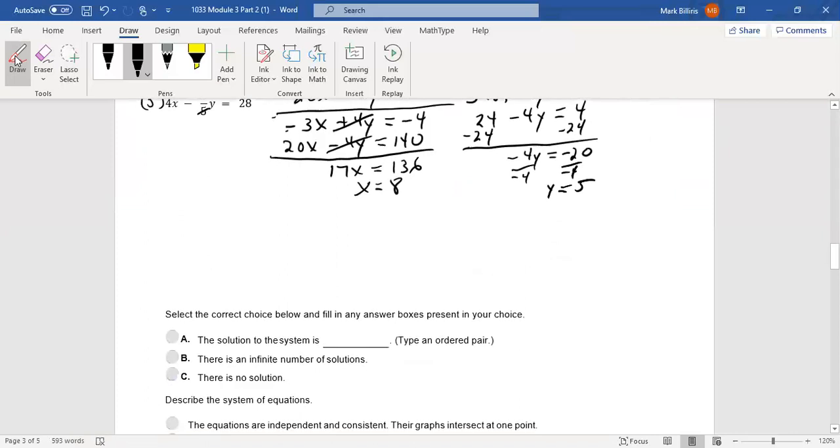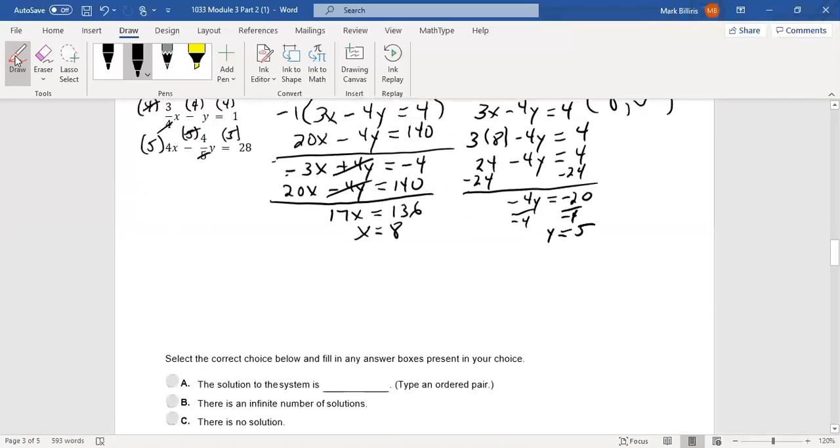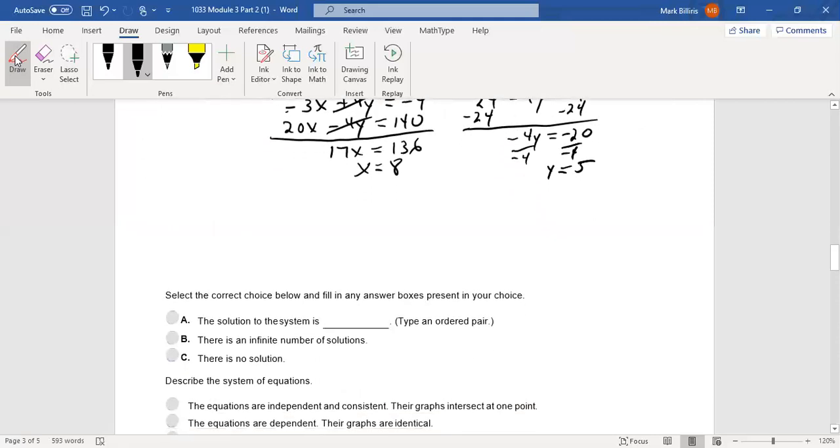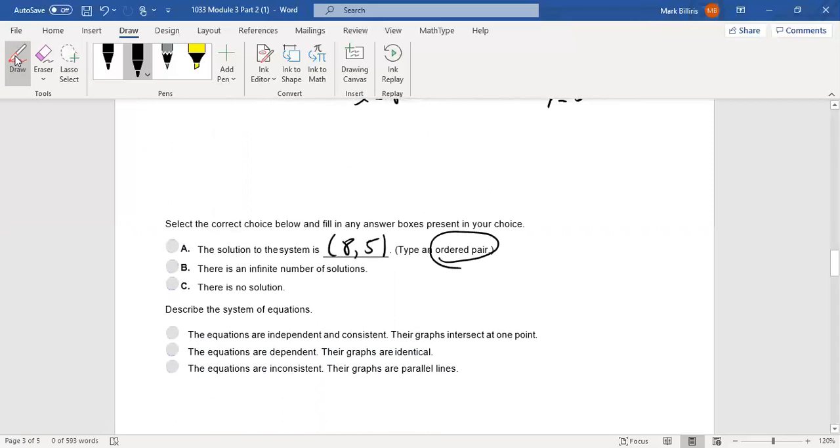So again, in filling in the answers, we have 8, 5 inside parentheses because it says as an ordered pair. That's important. So what does that mean? That means that the graph intersects at one point.